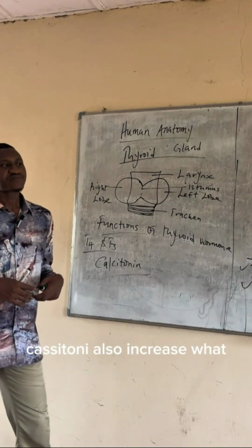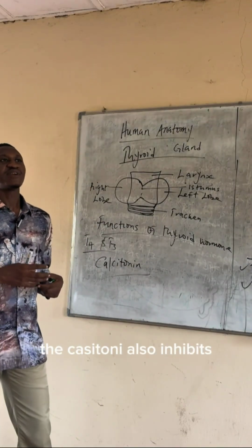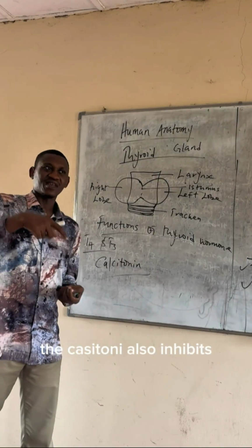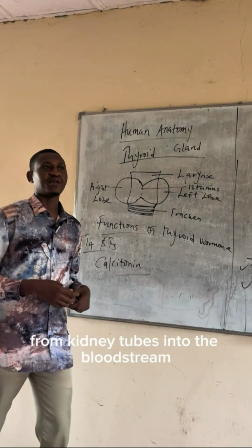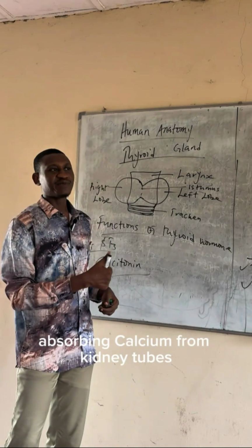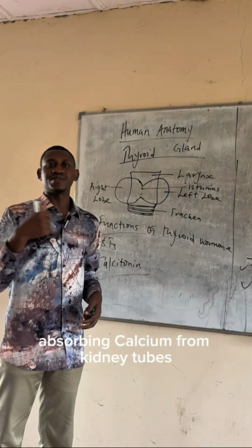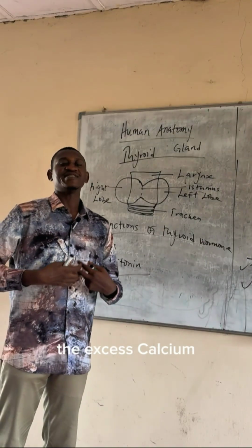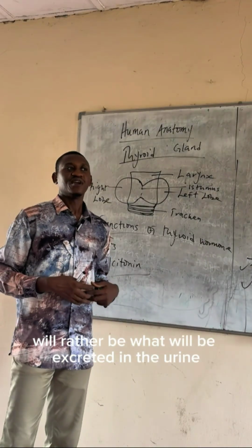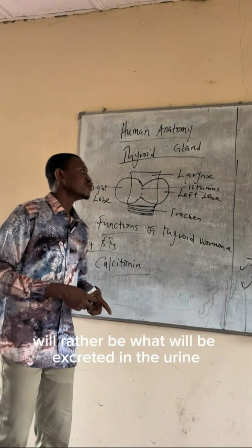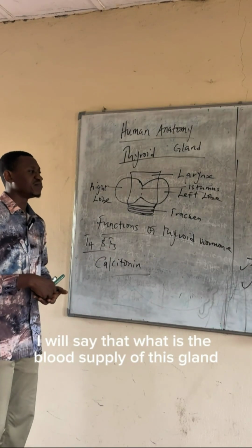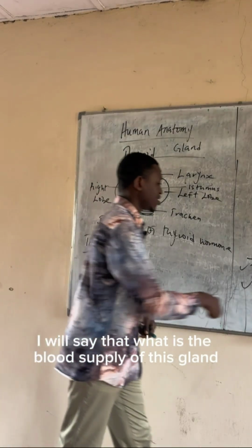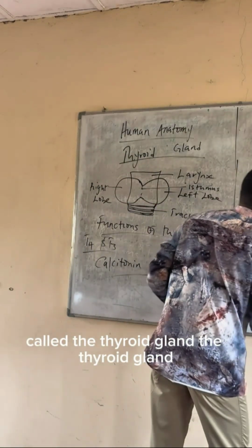Calcitonin also inhibits the absorption of calcium from kidney tubules into the bloodstream. So instead of being absorbed from the kidney tubules into the bloodstream, the excess calcium will rather be excreted in the urine.